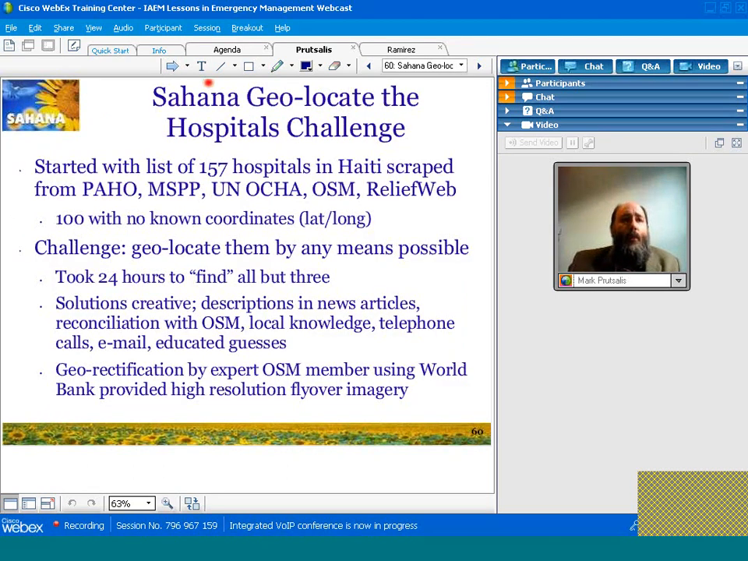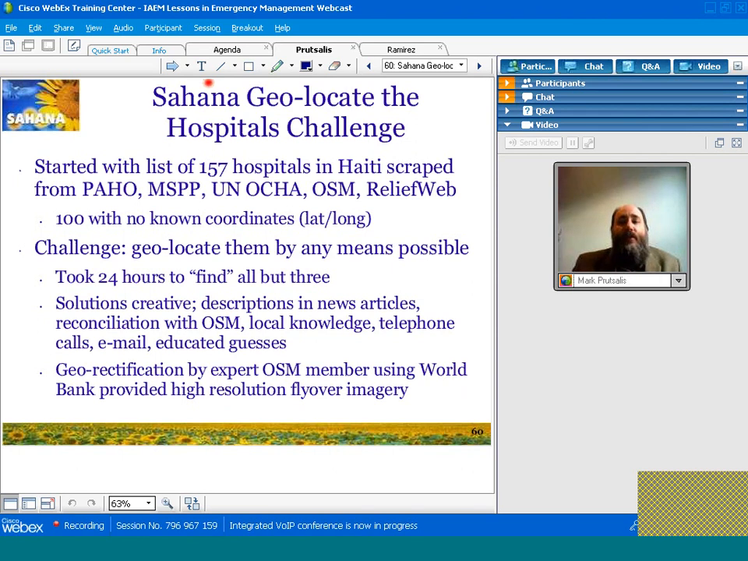So this is an area where we stepped in to assist. We started with a list of 3 earthquake hospitals that came to us from the Pan American Health Organization and the Haitian Ministry of Health, which is MSPP. To that, we added information that we pulled from UN sites such as Relief Lab, as well as OpenStreetMaps. When we were done, we found that there were still 100 of those 157 hospitals we couldn't map. We did not know their coordinates, their latitude and longitude.